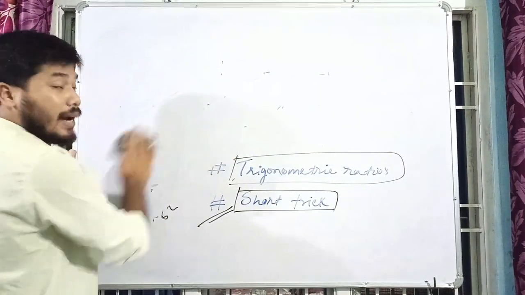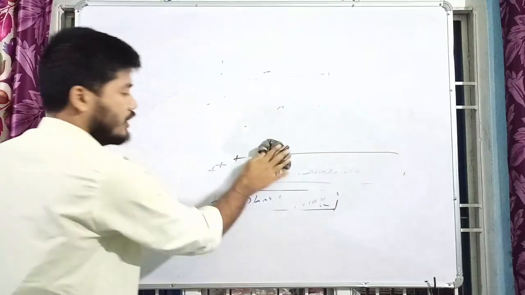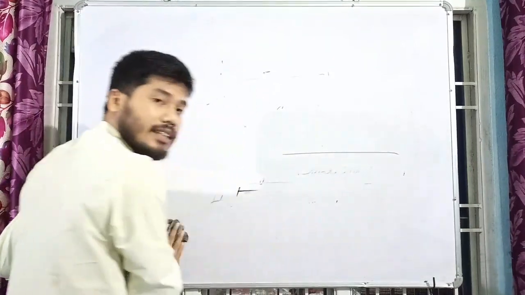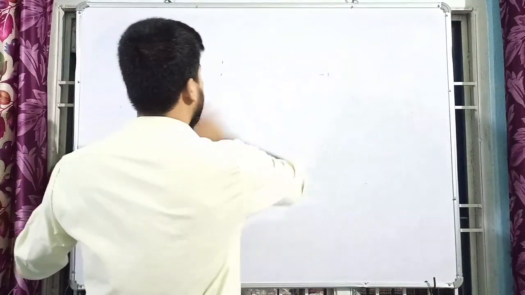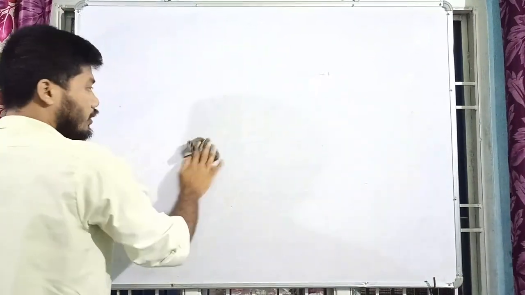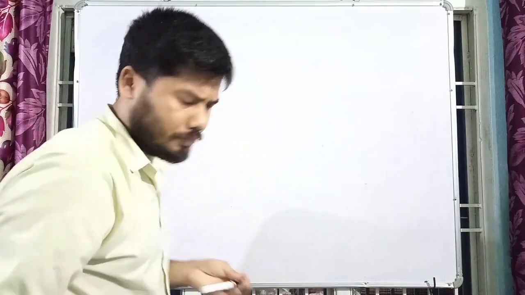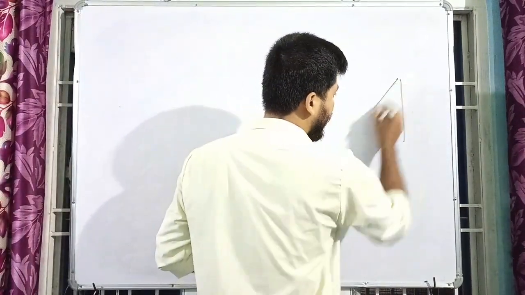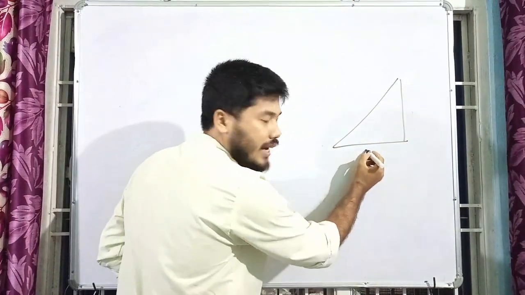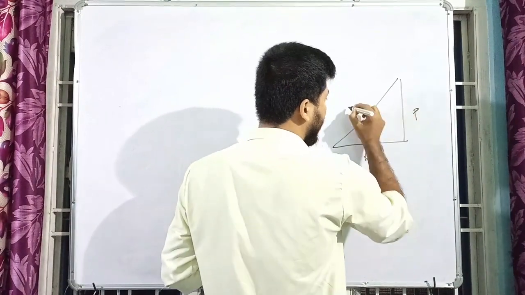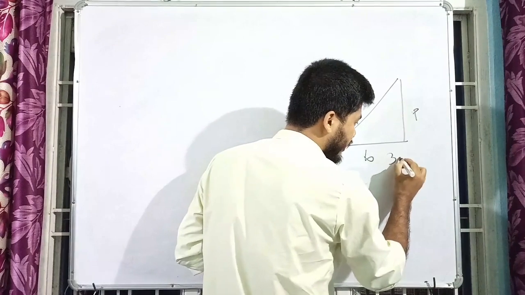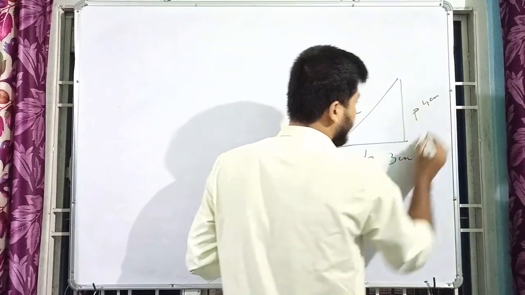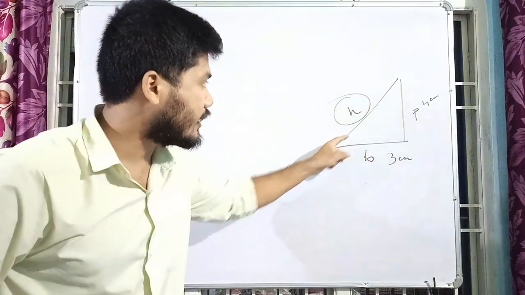What was the Pythagoras theorem once again? The square of the hypotenuse is equal to the sum of the squares of the other two sides, that is the perpendicular and the base. Now say this is a right triangle, and this is your base, this is your perpendicular and this is your hypotenuse. Say the base is given as 3 cm and the perpendicular is 4 cm. Now what is the side of the hypotenuse?